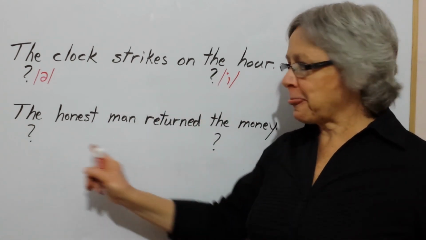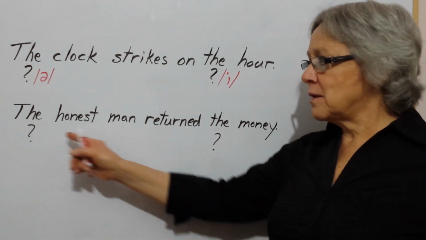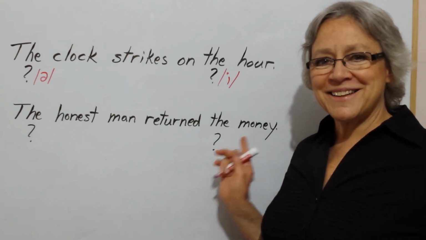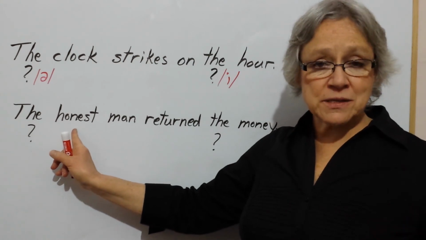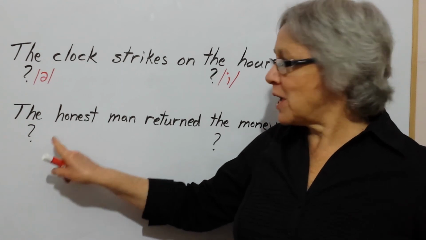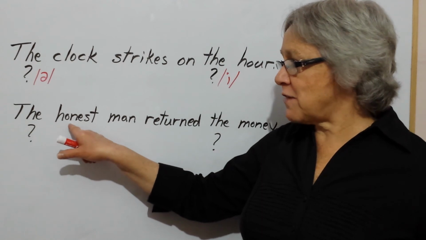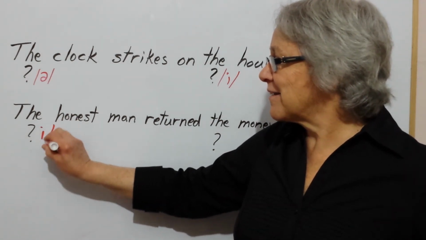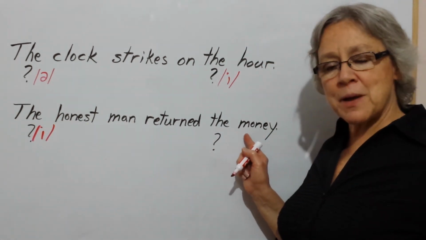What about this one? Honest man returned money. How do I pronounce this word? So we look at honest. Does that begin with a consonant sound or a vowel sound? Okay, it begins with a vowel sound. Honest does not begin with the sound for H, it begins with the vowel. So, the honest. The honest man returned money.